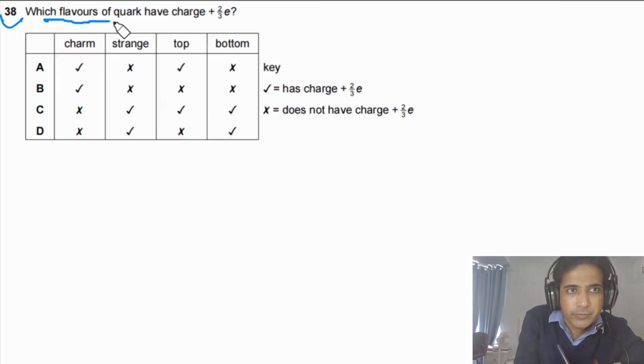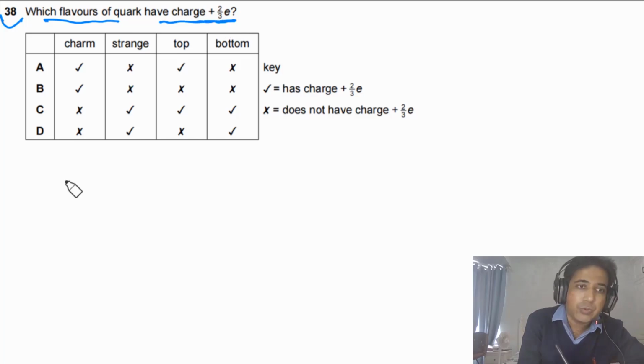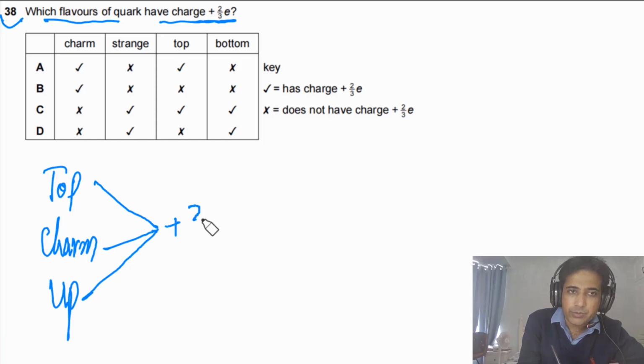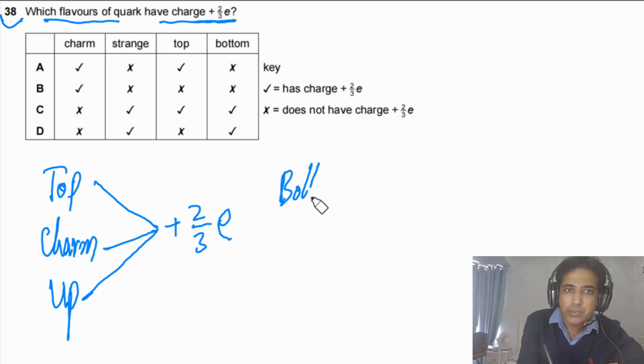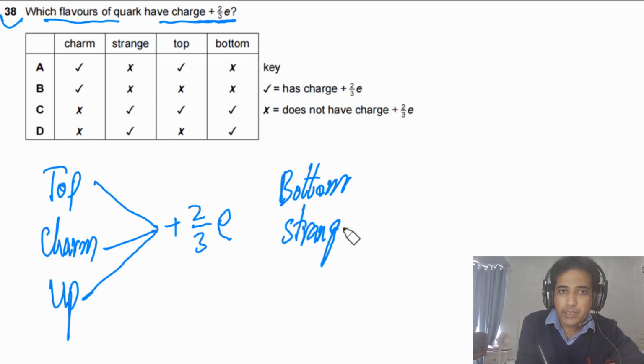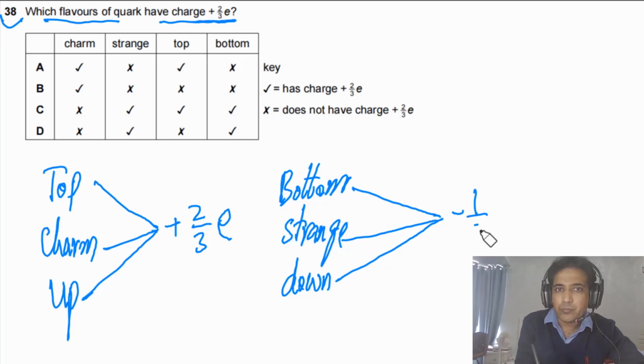Question 38 says, which flavors of quark have charge plus 2/3 e? So we need to understand top quark, charm quark, and up quark. They have charge plus 2/3 e. And bottom quark, strange quark and down quark, they have the same charge, minus 1/3 e. This is something you need to remember, or you need to understand.